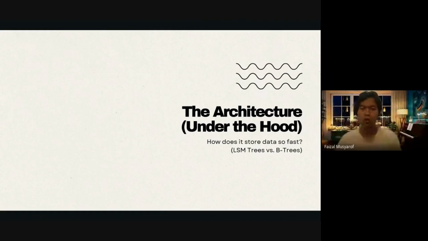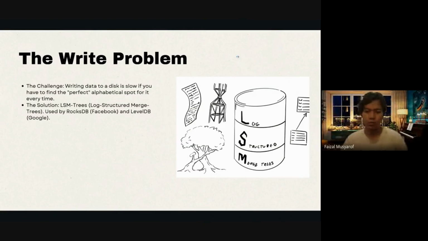Okay, now I want to explain the architecture under the hood. So in here, we have the write problem. How does a key value store manage to store data so quickly? The challenge lies in writing data to disk.